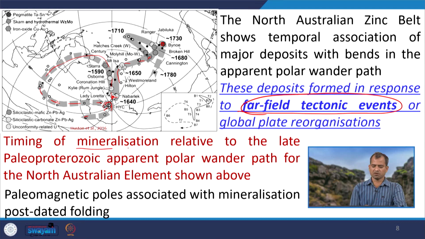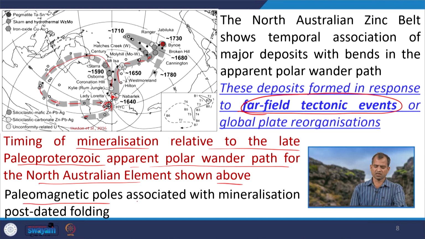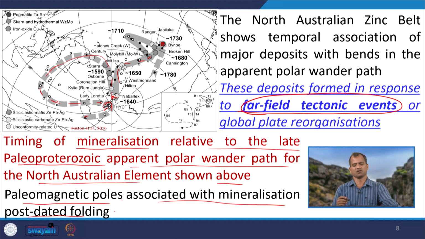So, here the timing of mineralization is related to the late Paleoproterozoic apparent polar wandering path of the North Australian element shown here, and the paleomagnetic poles associated with the mineralization postdate folding. So, once there is a change in the path of this plate, there will be mineralization, and that is called a far field tectonic event. That means it is not immediately at the plate boundary, nothing related to the plate boundary system.